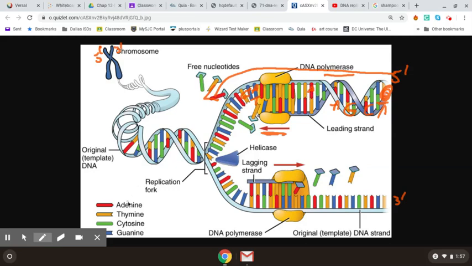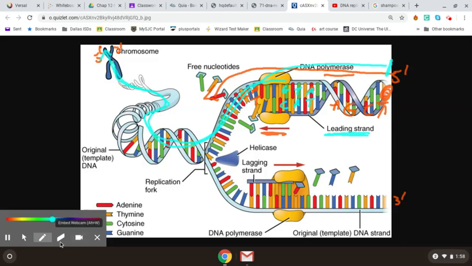So if this was an A, let me get a different color so you can see it a little better. If this was an A, it would make a T. If this was a T, it would make an A. If this was a G, it would make a C, and so on and so forth. We call this the leading strand because polymerase can start right at the front and work its way continuously until the end. As this zipper opens, this polymerase is just going to continue reading letters and making new ones. So we call that the leading strand.